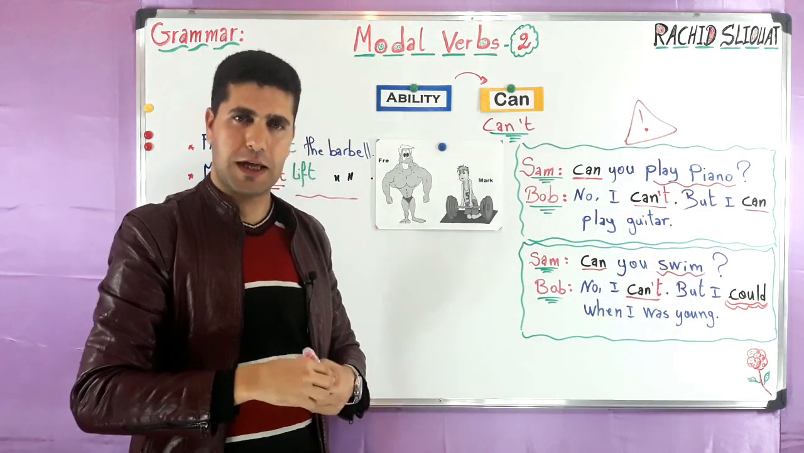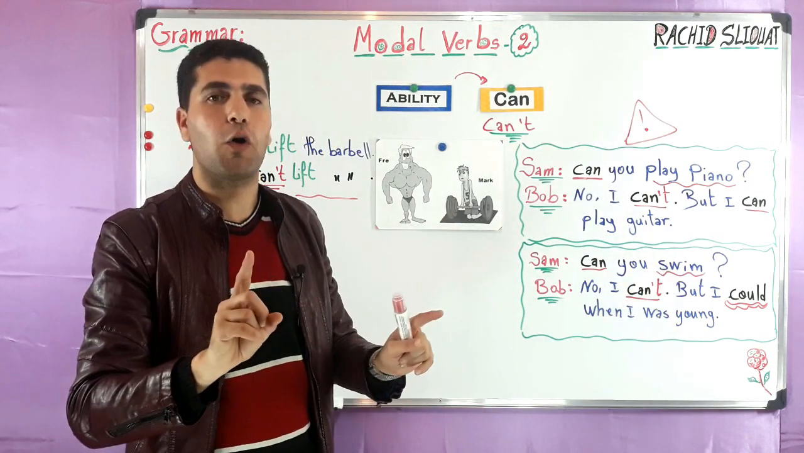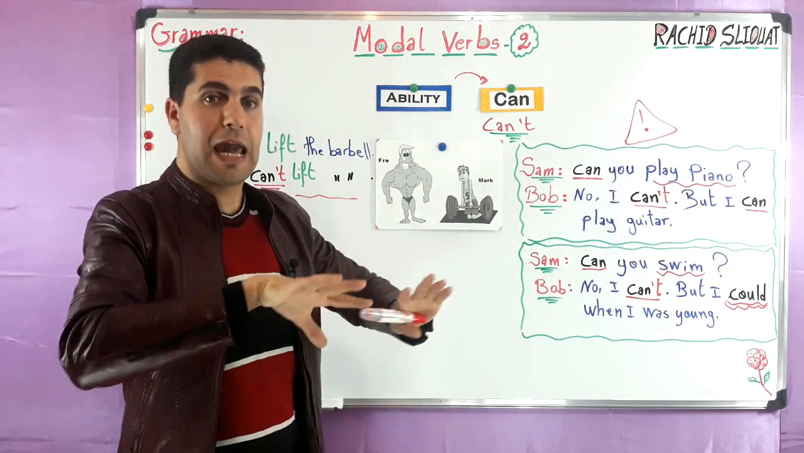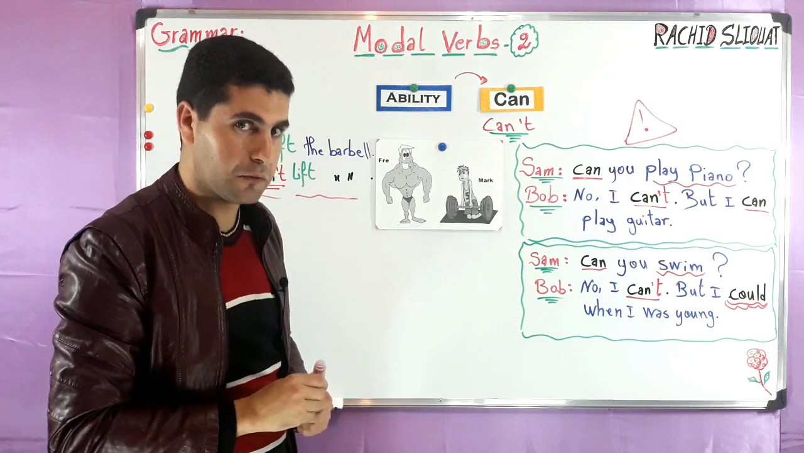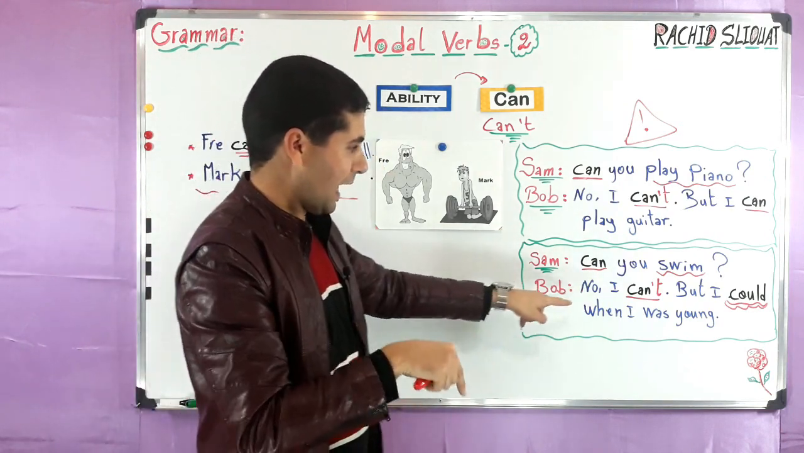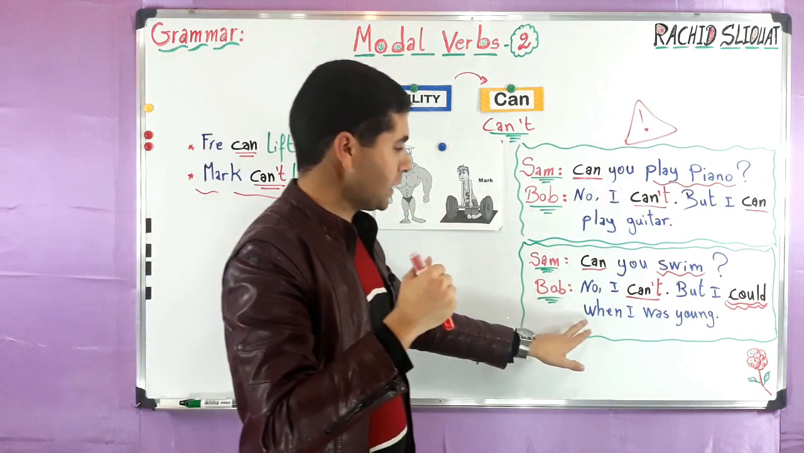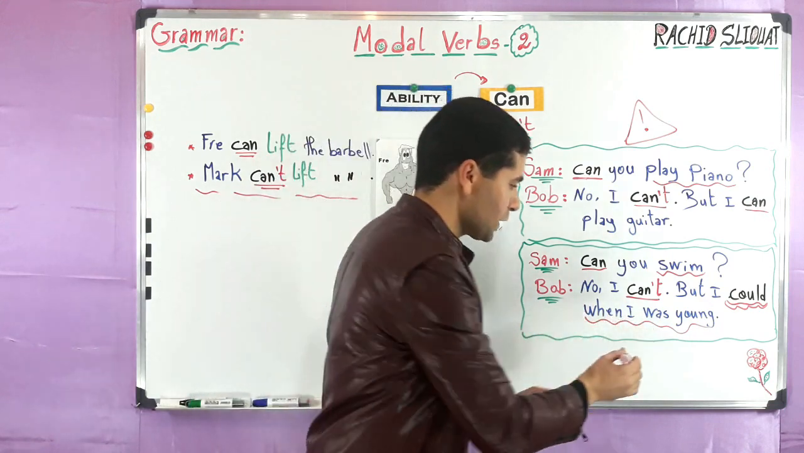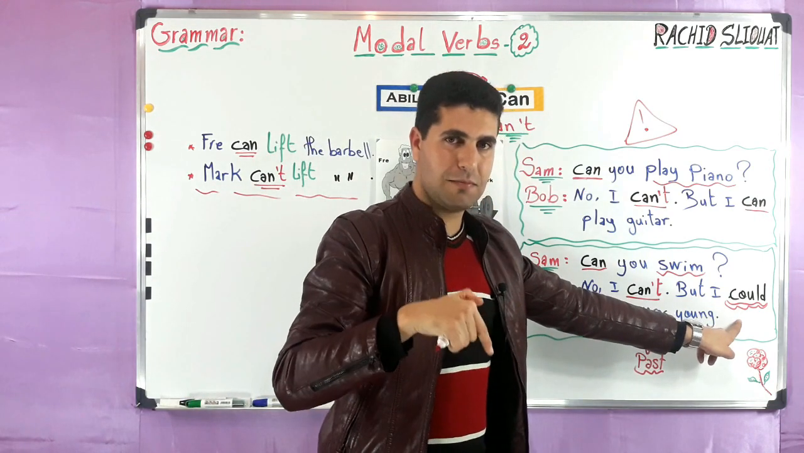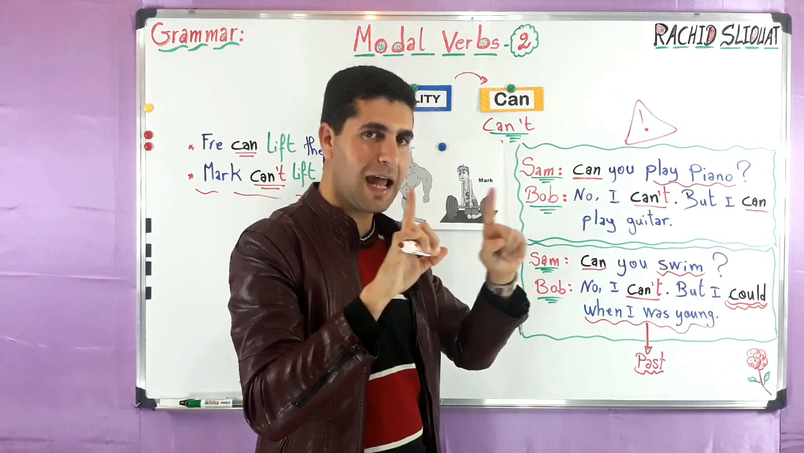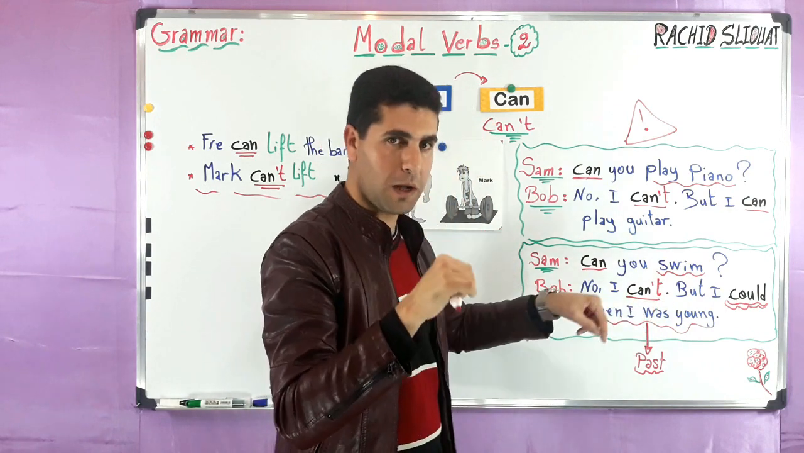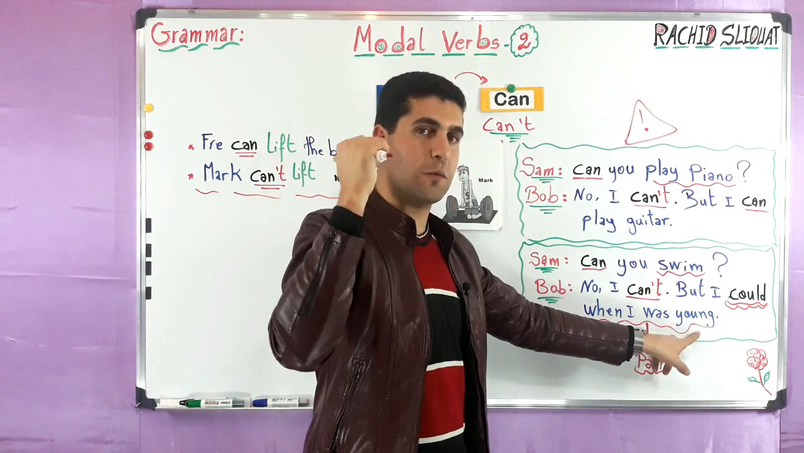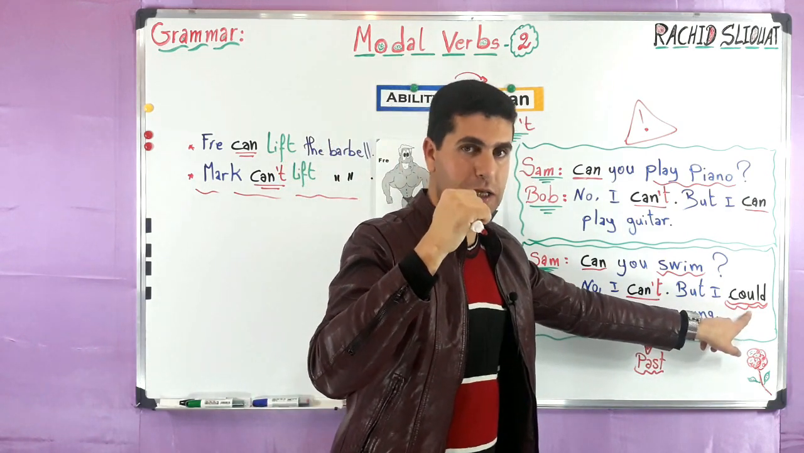Now here Sam is asking about swimming. Do you think everybody can swim? No, there are some who have the ability of swimming, who can swim, and there are some who can't. Now Bob can't, but he could when he was young. Now this has to do with the past. In the present, Bob can't swim, but in the past, when he was young, he could.